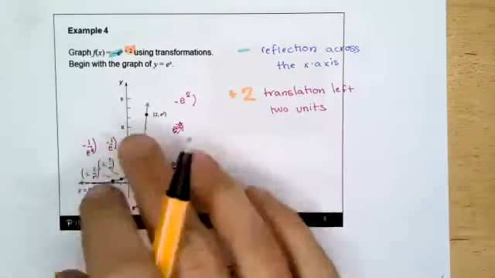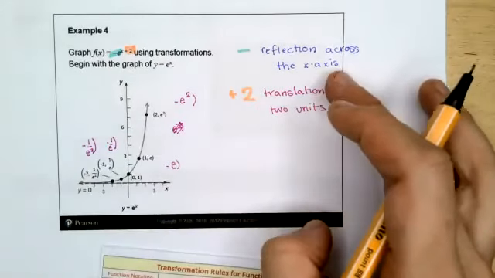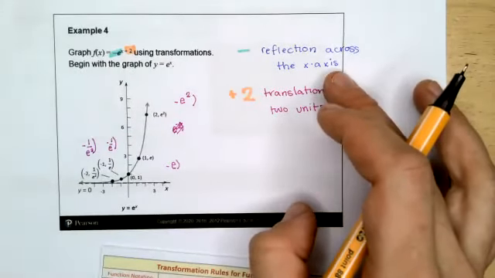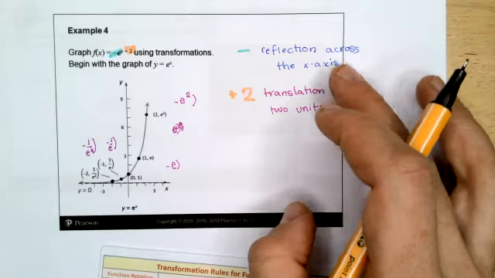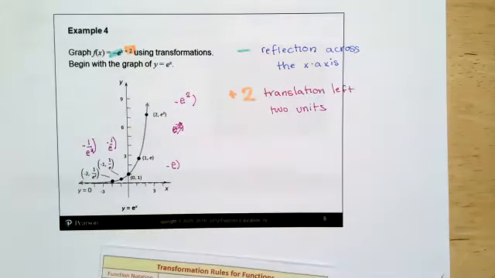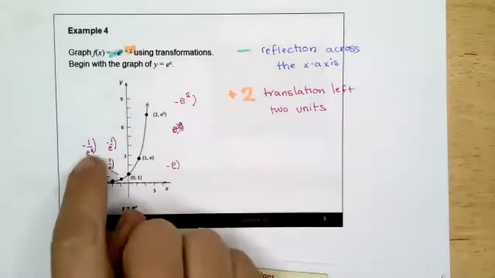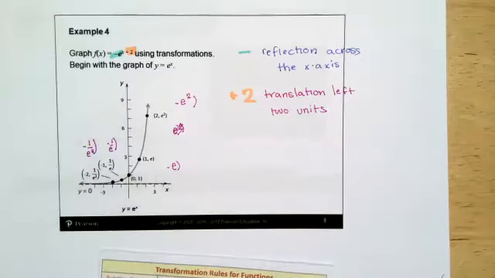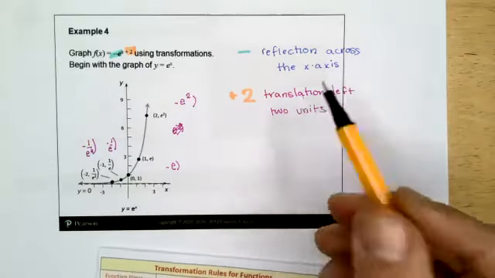So I have made it reflect across the x-axis by changing all my y's to their opposite, right? They were all positive, so now they're all negative. And then I confusingly did that in the purple. Now we're translating it left 2 units.